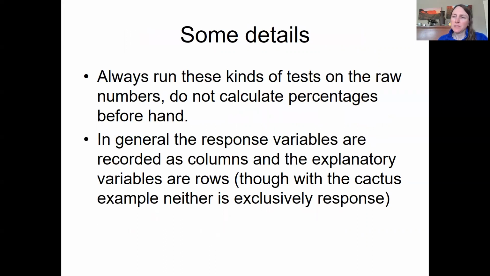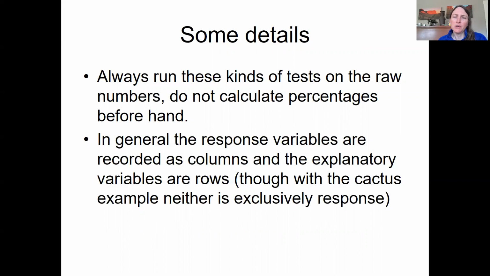And here are some details. You always want to run these tests on the raw numbers. You don't want to run these tests on percentage data. So don't calculate percentages of things, other than in the first example where we used the percentage of the habitat to calculate the expected values. We don't want to use data that themselves weren't percentage values. So make sure the numbers are raw counts.